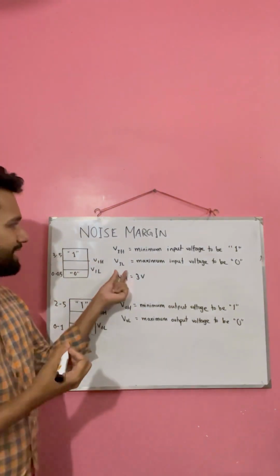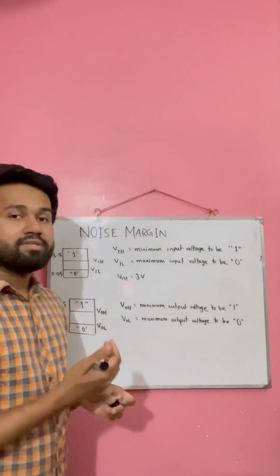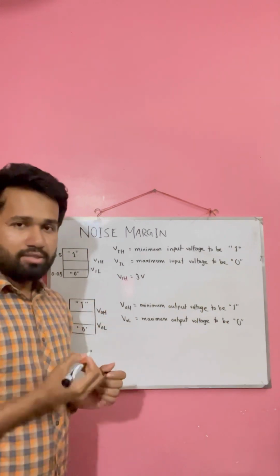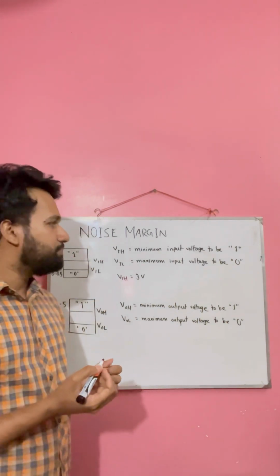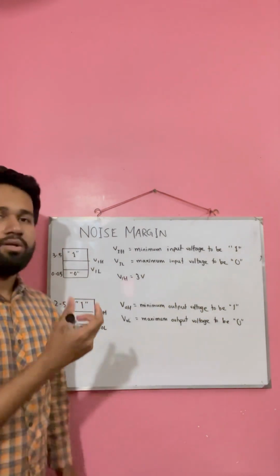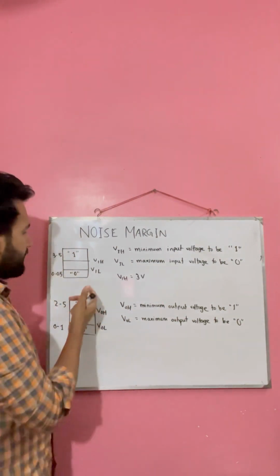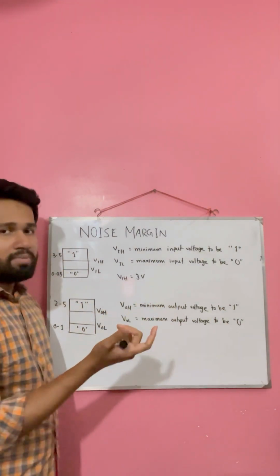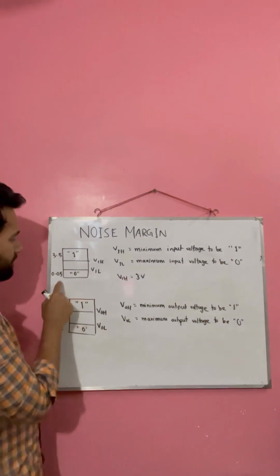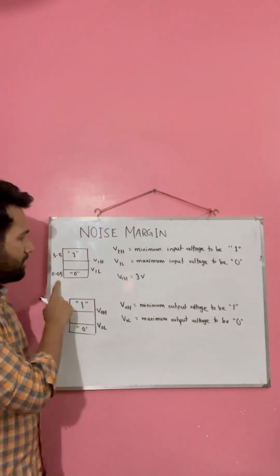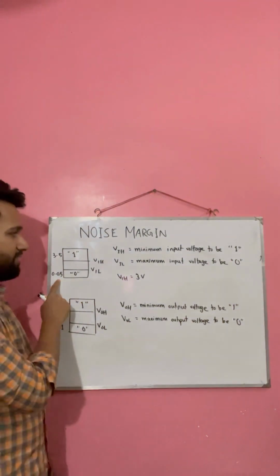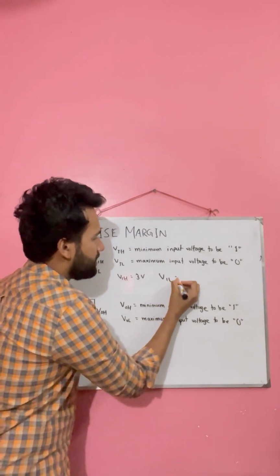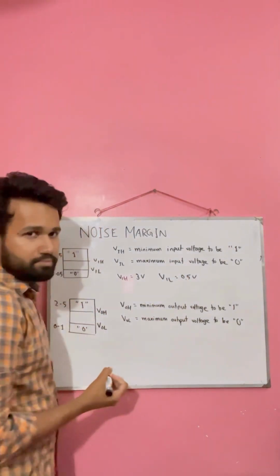Similarly, VIL is the maximum input voltage for which our signal will be considered as the zero state logic, that is low state logic. And if our given voltage is greater than this voltage, it will not be considered zero state logic. So here the maximum input voltage for which our signal will be considered 0 is 0.5. So our VIL is 0.5 volt.